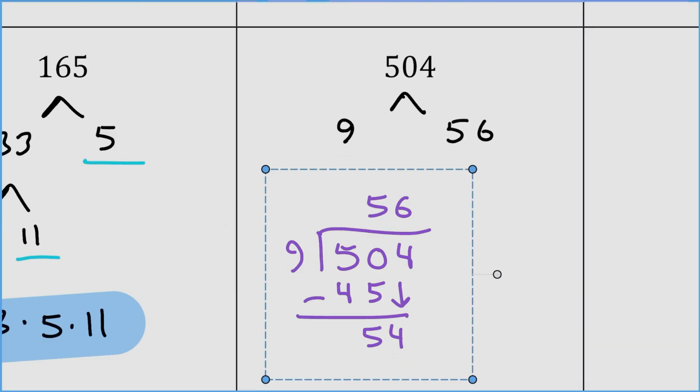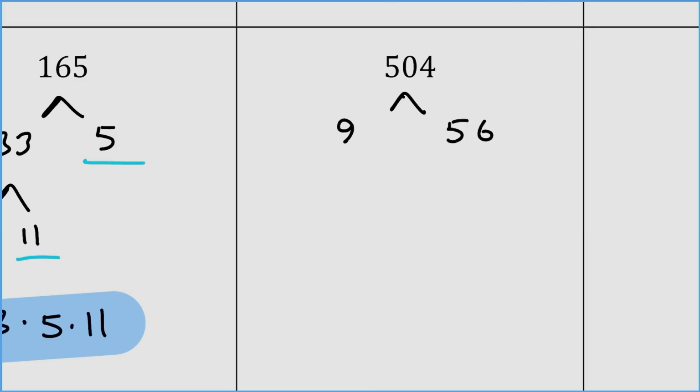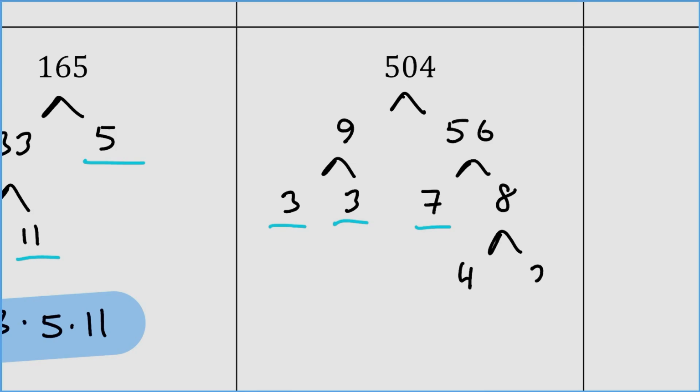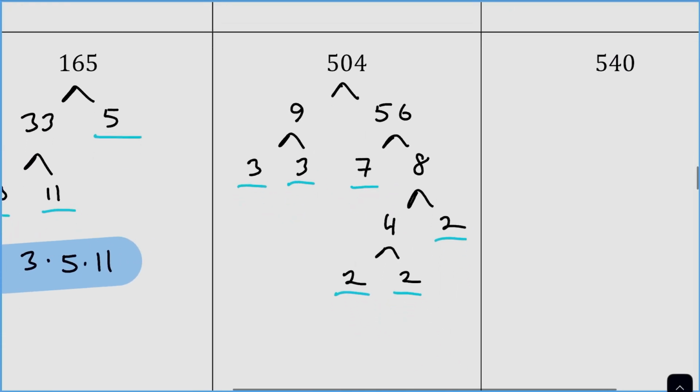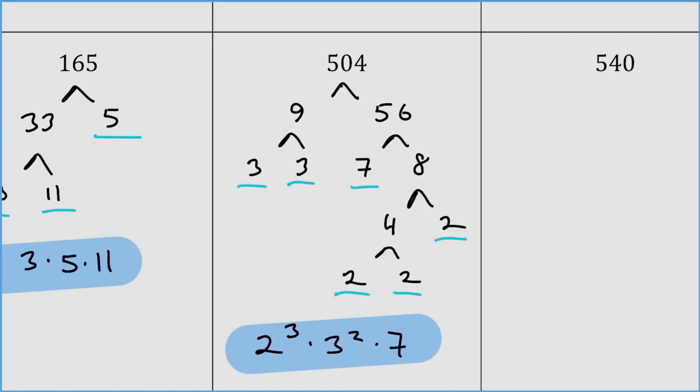Still useful. All right, 9 breaks apart into 3 and 3, and 56 breaks apart into 7 times 8. The 3s are prime and the 7 is prime, but let's keep breaking down the 8. The 8 breaks down into a 4 and a 2, and the 4 into 2 more 2s. So we have a lot going on here. This is a good one. Altogether, we have three 2s for a 2 cubed, and two 3s for a 3 squared, with an additional 7. That is the prime factorization of 504.